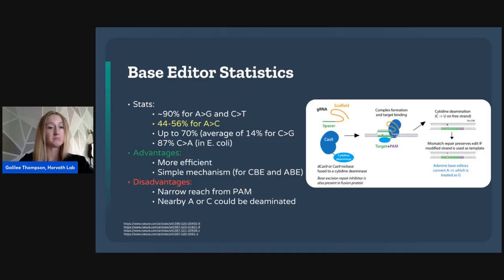However, its advantages. It's more efficient. It's smaller in size, and it has a simpler mechanism. Disadvantages: it has a narrower reach from its PAM site, and it is at a high risk of nearby A and Cs becoming deaminated. That means unintended edits on nearby bases that shouldn't be edited.